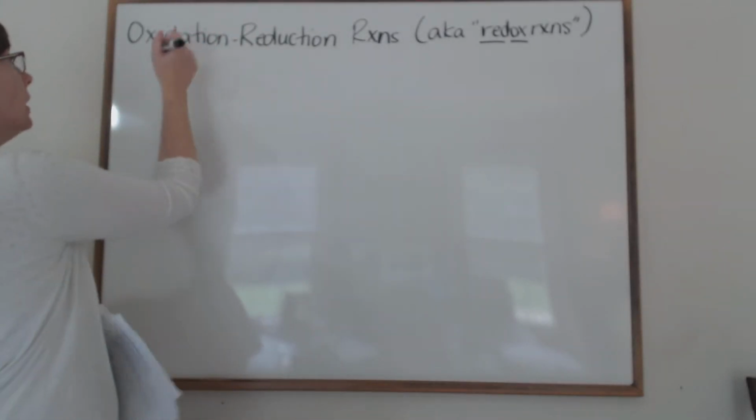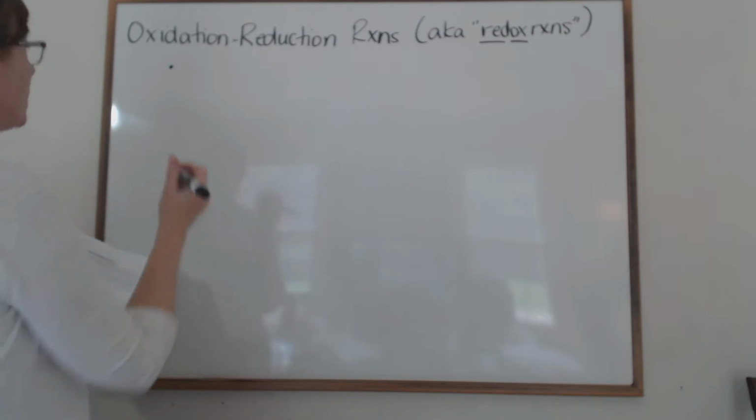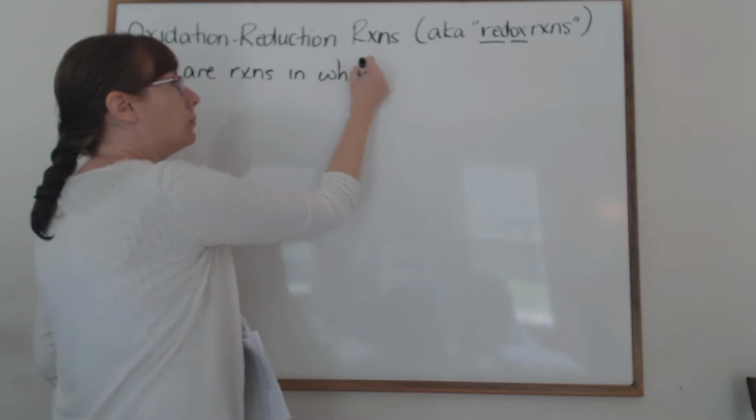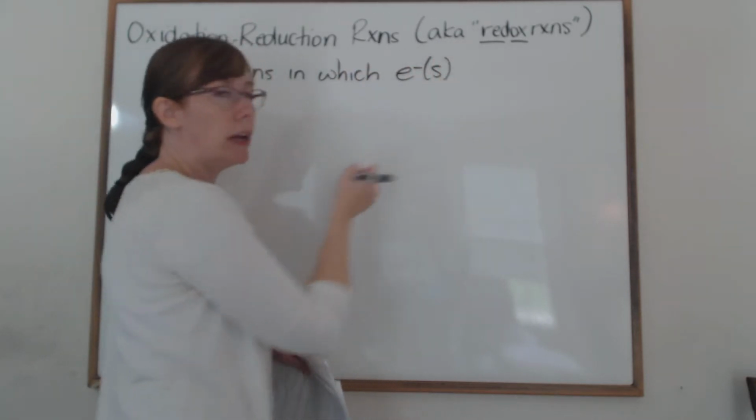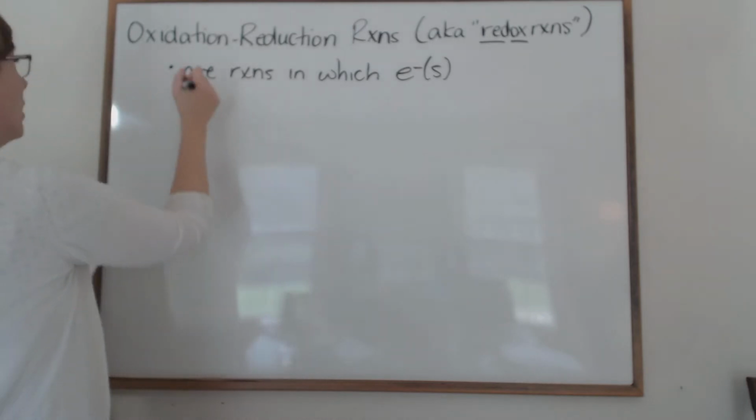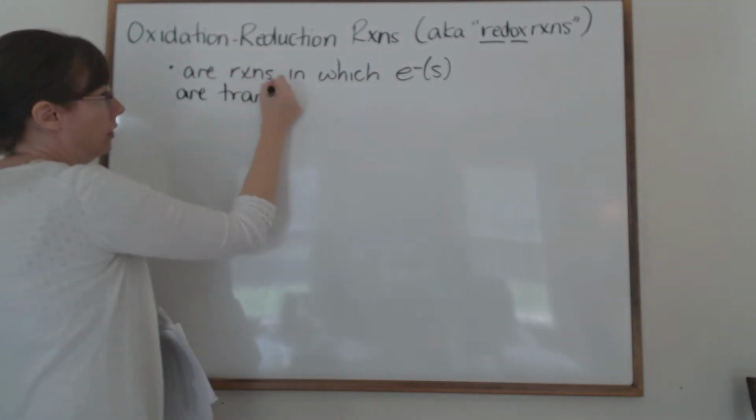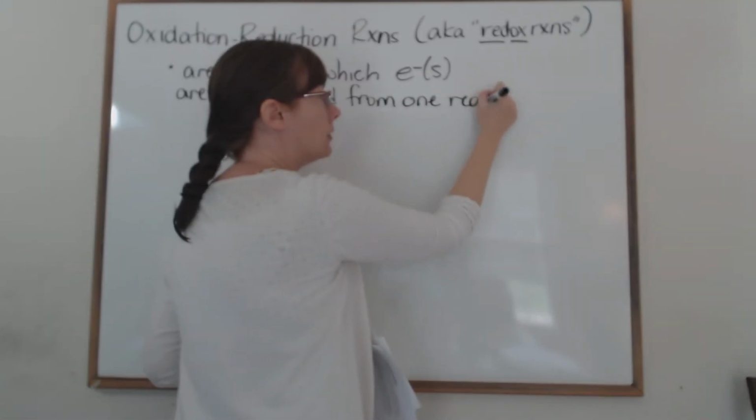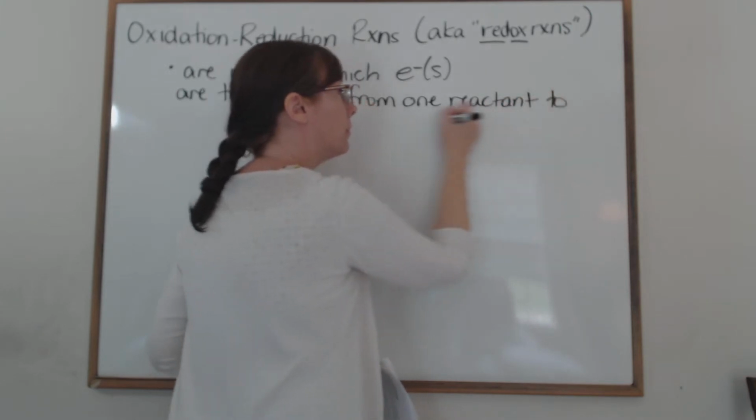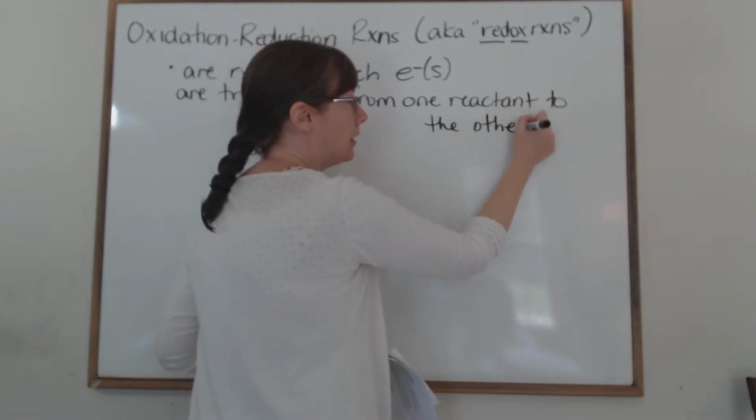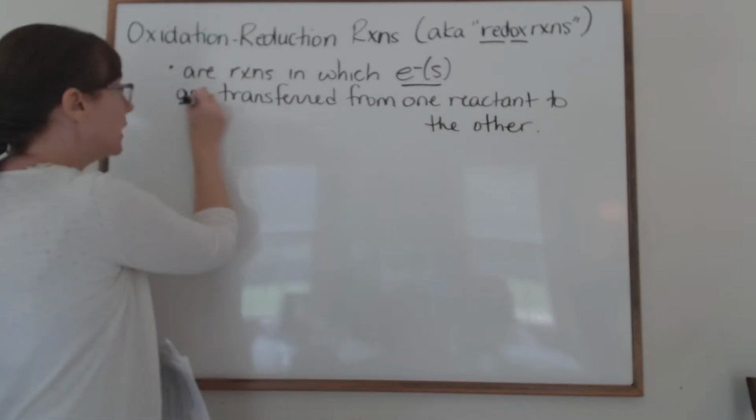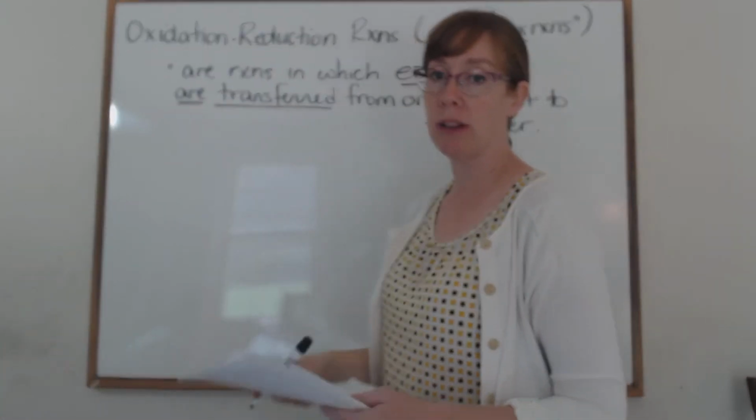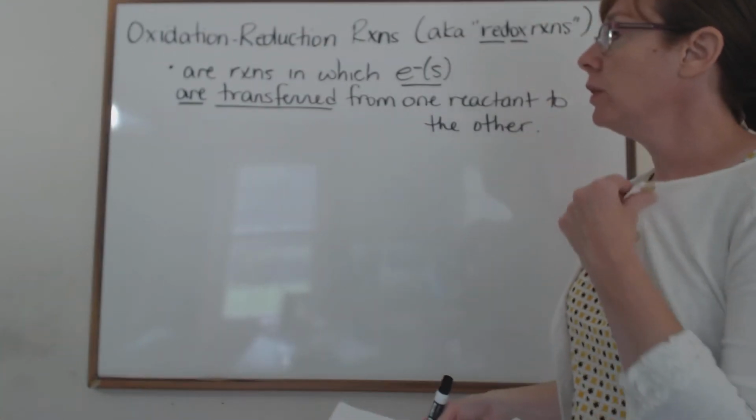Okay, let's go ahead and define what a redox reaction is. Redox reactions are reactions in which electrons, and it can be one or it can be more, are transferred from one reactant to the other. That's really the key here: you have electrons being transferred from one reactant to the other reactant. If that's happening, that's a redox reaction. Okay, so let's go ahead and explore this.